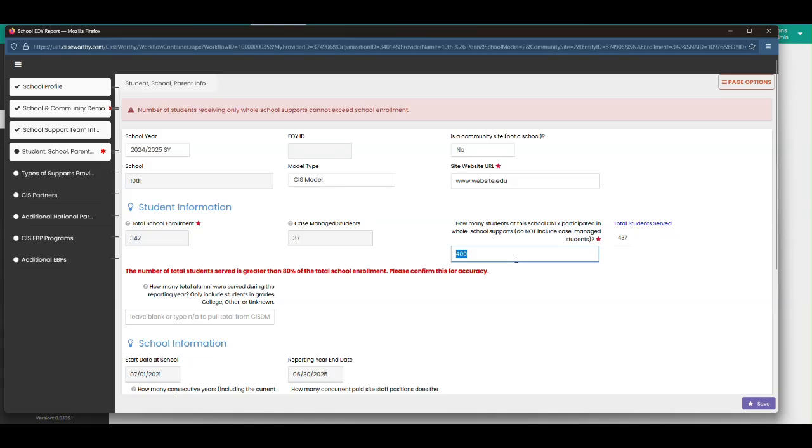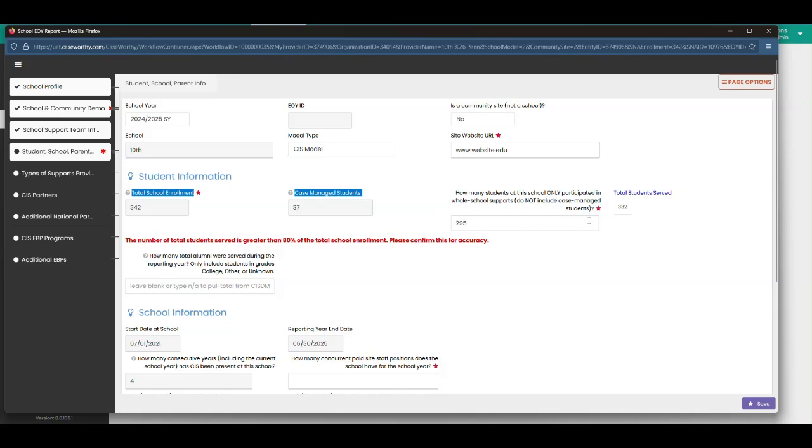So if I take this down to 300, that's, I guess, 298, 295, let's say. That'll get us within that. So we get rid of the error. Now we're serving only 332 students. So we're within the margin of the total school enrollment, so that's good. But we see another flag. The total number of students served is greater than 80% of the total school enrollment. Please confirm this for accuracy.